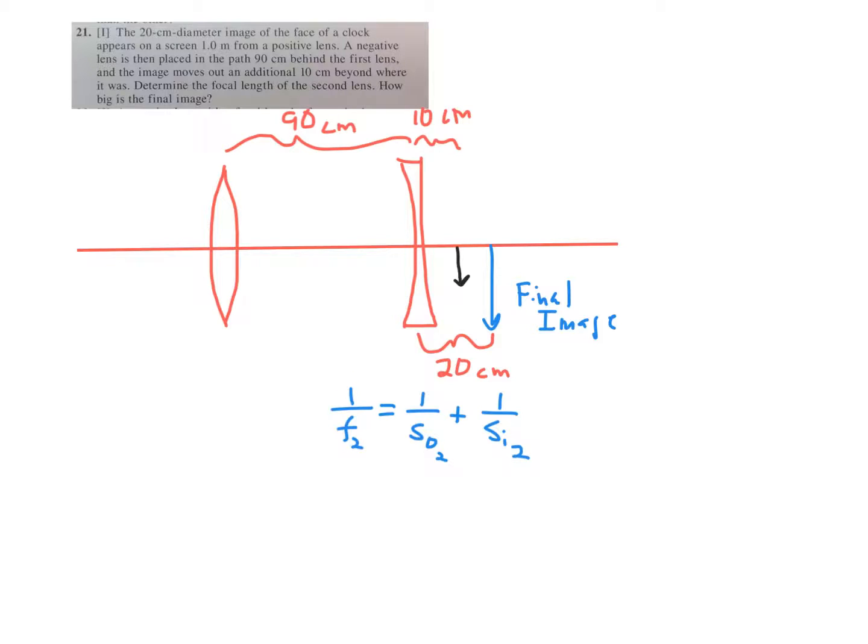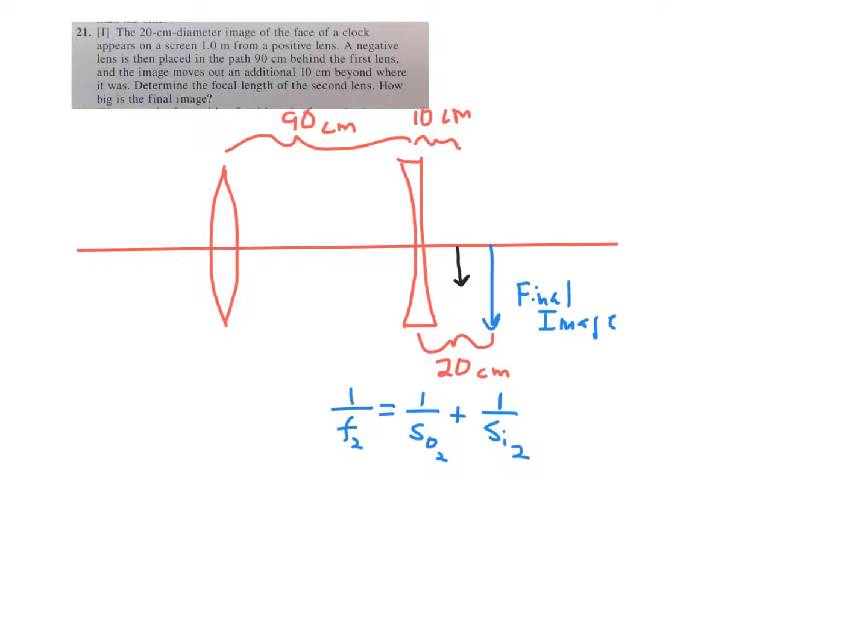The geometry of the problem says the original image, which I have as a black arrow, which is the clock, is 100 centimeters from the original converging lens. It has to be a converging positive lens. It says that, but it's also on the screen. But then when you insert the diverging lens, 90 centimeters from the first lens, the image, which I've drawn now as blue, the final image, moves 20 centimeters further out.